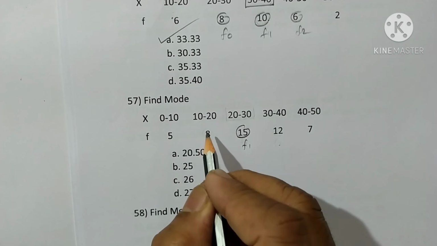Now we find the answer. 15 minus 8 is 7. 7 into 10 is 70. Here 30 minus 20. Now see the answer: 20 plus 70 upon 10 comes to 27. See, 27 is in the answers. Question 58.